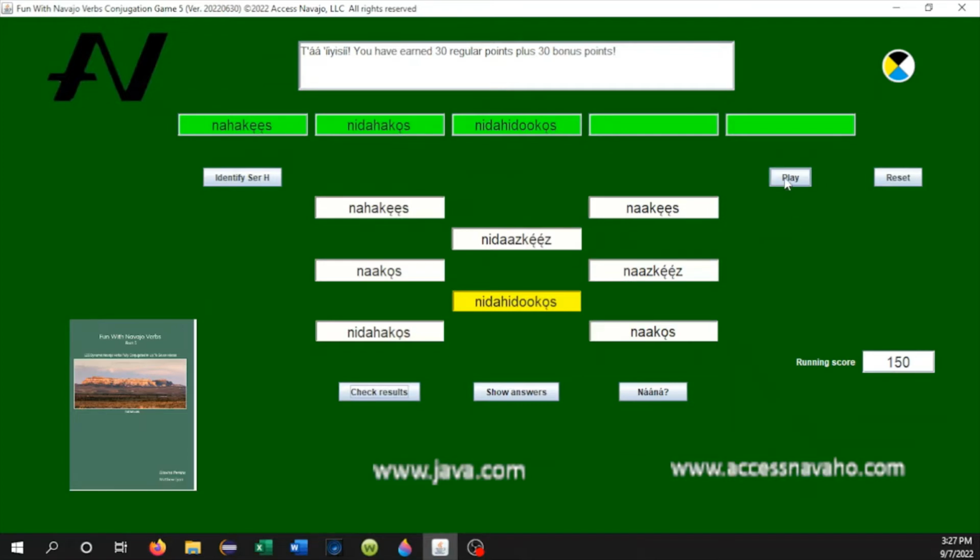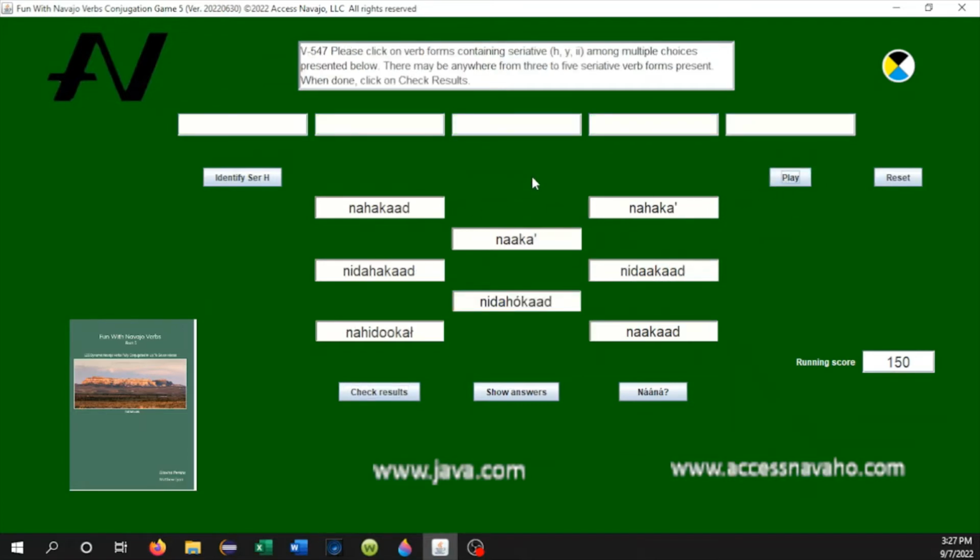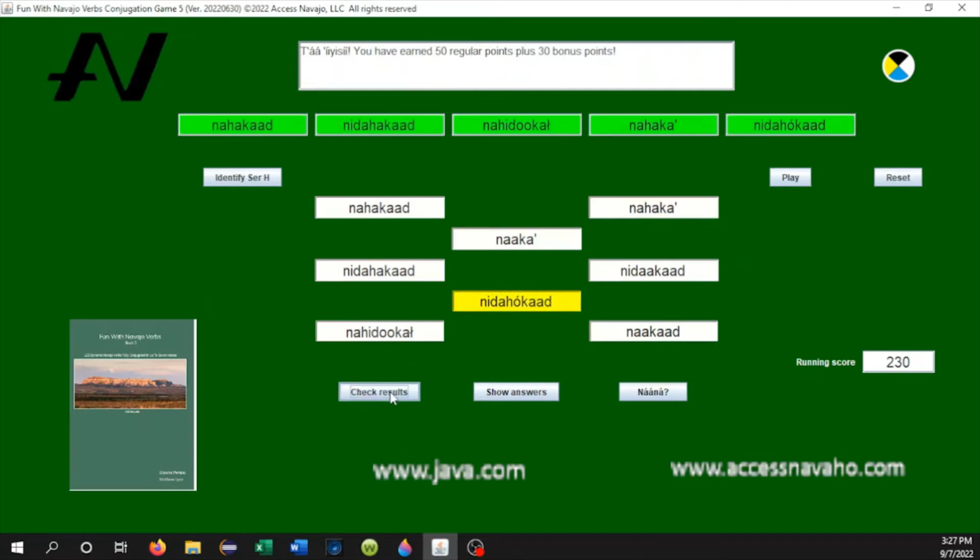All right, let's try another one here. Nahakad, that looks pretty straightforward. Nidahakad. All right, there's 3. Let's see what we get here. This time it looks like we might have 5 answers. We'll check our results. There we go. Okay, so there's no need to show the answers because we got them all right there. So we're going to get 50 points for the 10 points each for the 5 that we got right. And since we got everything right with no mistakes, we'll get 30 bonus points.